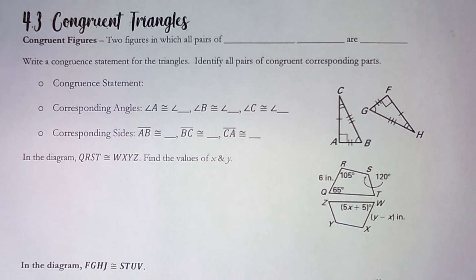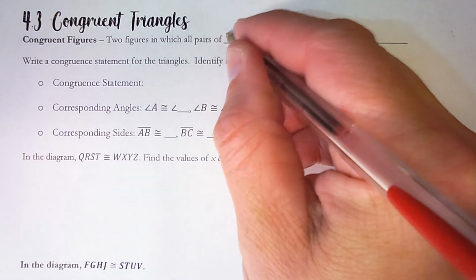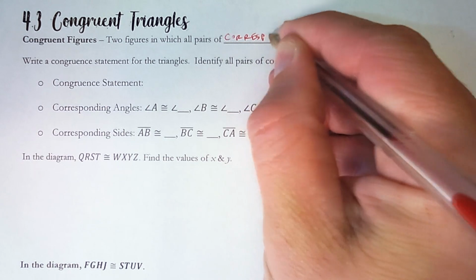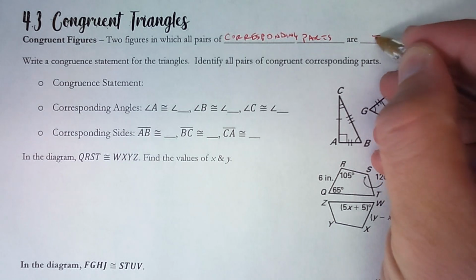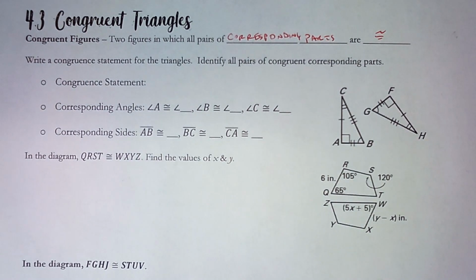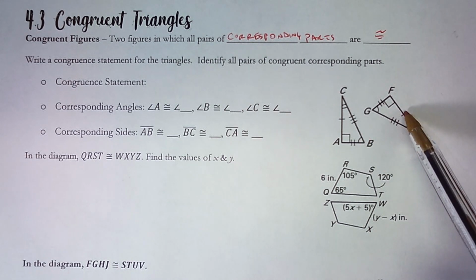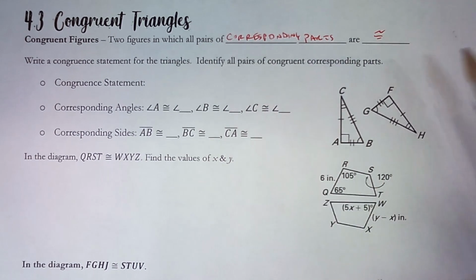Hey everybody, today we are going to continue our unit on triangles by talking about congruent triangles. So we'll talk a little bit about congruent figures of any kind, but then we'll zero in on triangles. Congruent figures are two figures in which all pairs of corresponding parts are congruent. That means all sets of corresponding sides and all sets of corresponding angles will be congruent. So we're going to write a congruent statement for these triangles and identify all pairs of congruent corresponding parts.